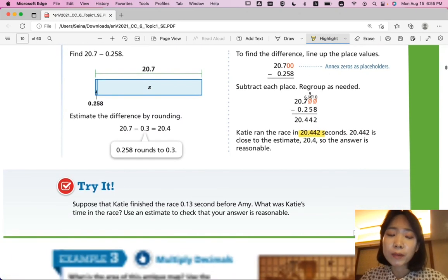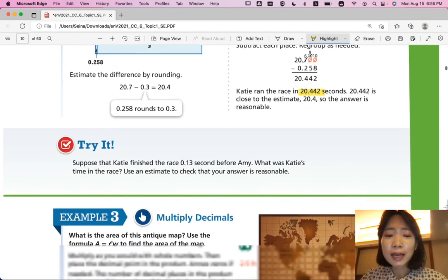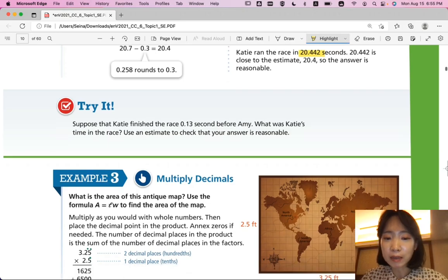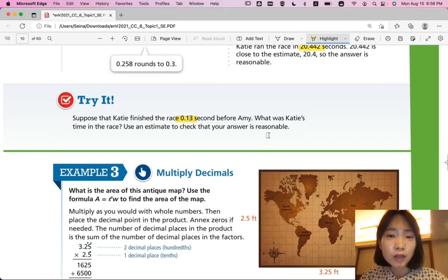Okay, let's look at Try It. Suppose that Katie finished the race 0.13 seconds before Amy. What was Katie's time in the race? So now figure out the new time and use an estimate to check that your answer is reasonable. Okay, so pause the video again. You can work on it by yourself. See if you can solve it by yourself. Come back when you're ready for the answer.